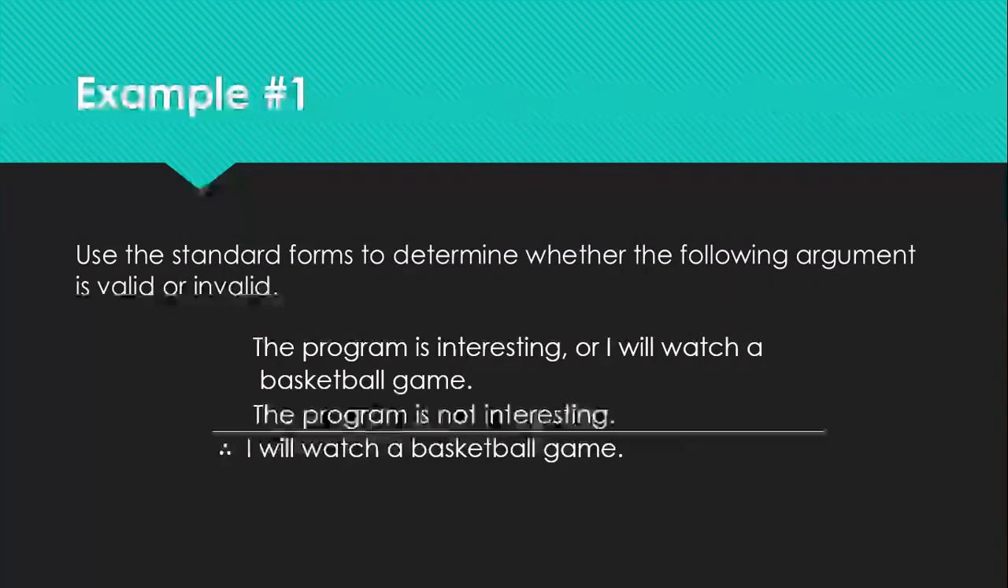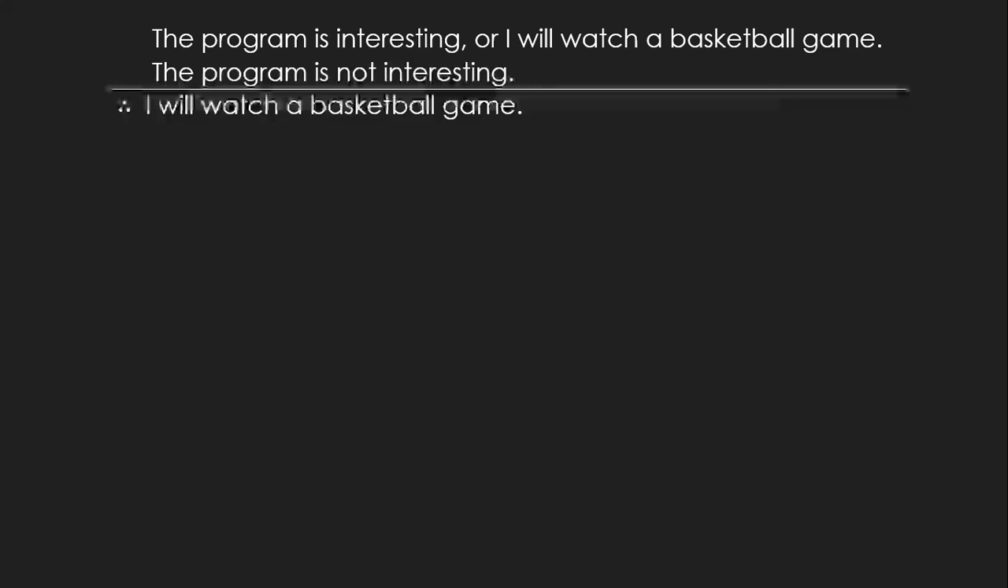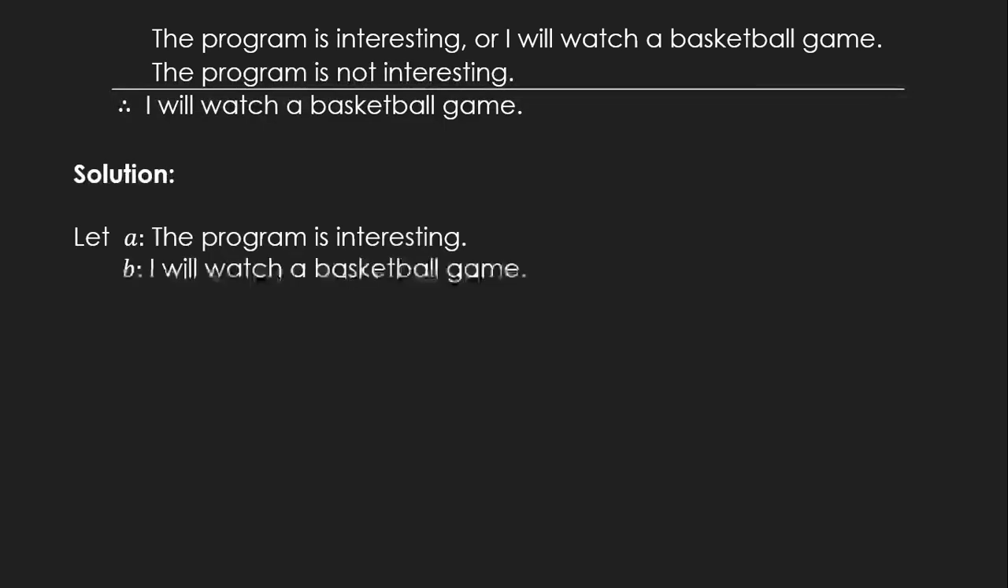Now, let's say we have this argument: the program is interesting, or I will watch a basketball game. The program is not interesting, therefore, I will watch a basketball game. What we are tasked to do is to transform it into symbolic form and determine what standard form this argument represents, in order to show whether it is valid or invalid. First, change it into symbolic form by representing the statements with symbols.